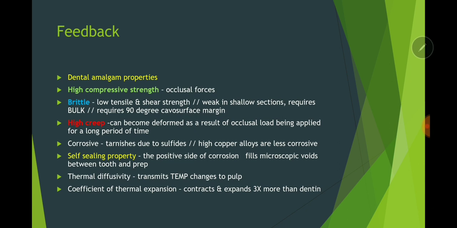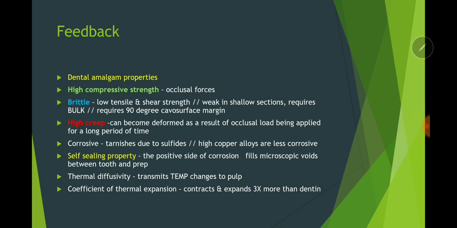It is weak in shallow sections and requires bulk. Okay, it requires bulk. That's why it has to be a certain millimeters in depth. So 1.5 millimeter to 2 millimeters is acceptable. Okay, depth for the bulk of amalgam. It requires 90-degree cavosurface margin. However, amalgam has high creep. It can become deformed as a result of occlusal loading being applied for a long period of time.